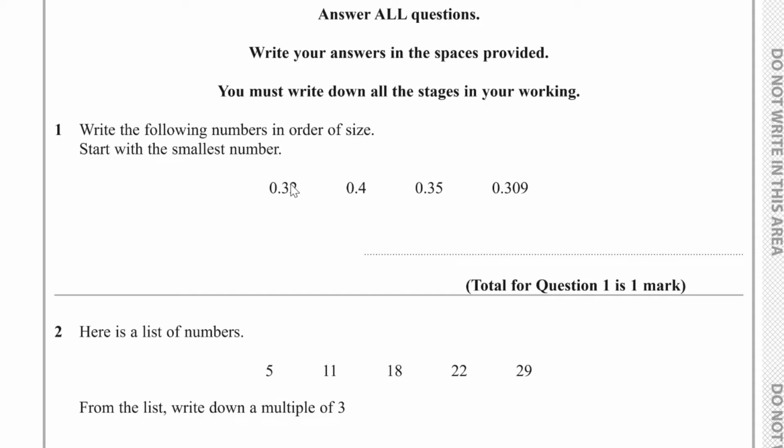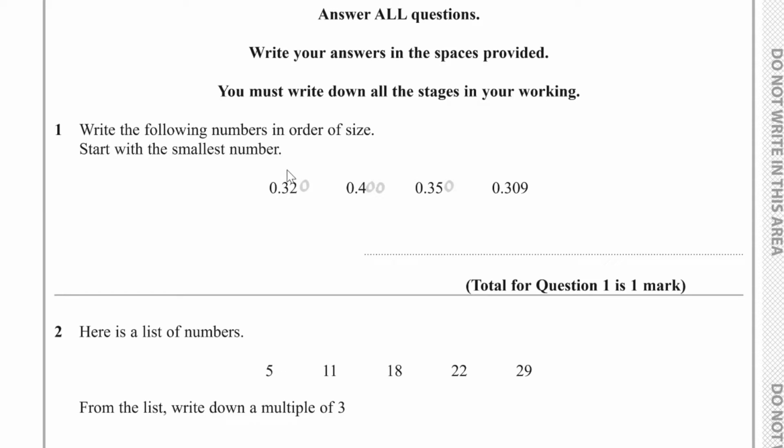Now you'll notice the 0.32 is given to 2 decimal places, the 0.4 is given to 1 decimal place, the 0.35 is given to 2 decimal places, and the 0.309 is given to 3 decimal places. We can compare all these numbers by writing them all to 3 decimal places, and for that we simply need to add in a 0 here, 2 zeros here, and 1 zero here. This makes the comparison easier.